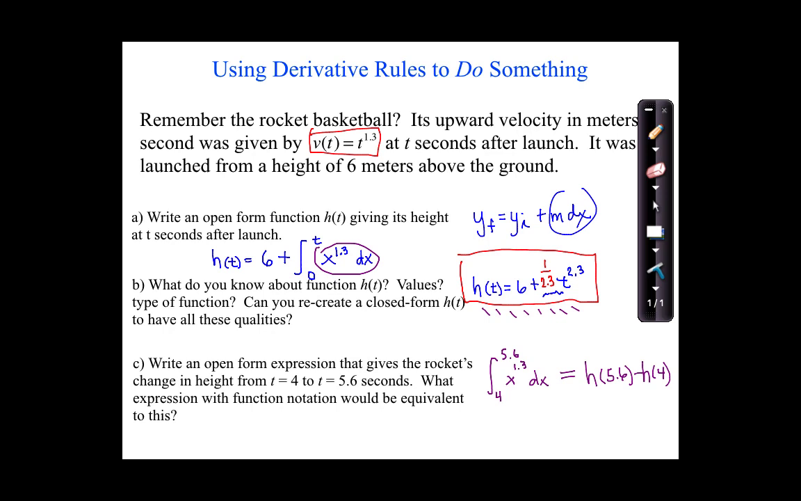Now, since I actually have the function rule, I could even work that out. But what I wanted to point out about this is, if you want to work out the value of this or write this out specifically instead of with function notation, I'd have h of 5.6 is 6 plus this lovely 1 over 2.3 times t to the 2.3 power. Ooh, 2.3. And then h of 4 is, oh, not t, sorry.